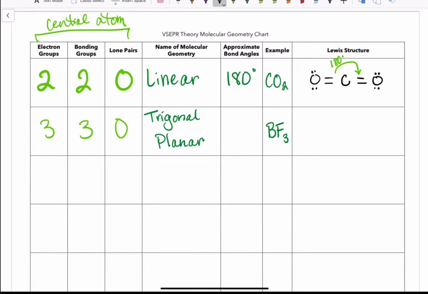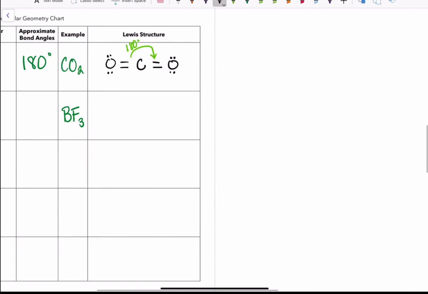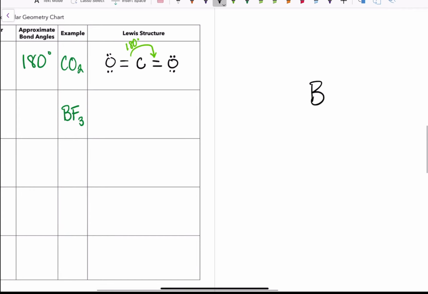BF3, when we draw it normally, I'm going to draw this off to the side. Normally when we draw BF3, it would probably look something like this. And that's perfect. That's a great Lewis structure. We're going to draw it slightly different though, so that we show the correct bond angles. So what happens is this angle is actually more to the side, and we're going to make this more even.